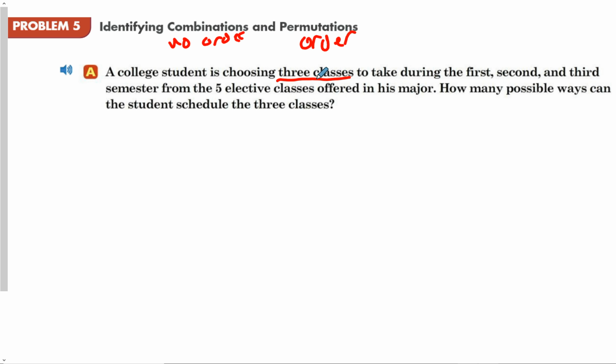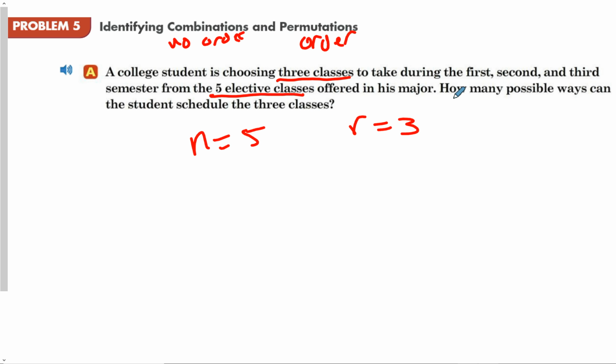Okay, so as we look at this, a college student is choosing 3 classes. So 3 classes to take during first, second, and third semester from 5 elective classes. So they're choosing from the 5, so N would be 5. They're choosing 3 of those, okay? So this first, second, third semester doesn't really matter.